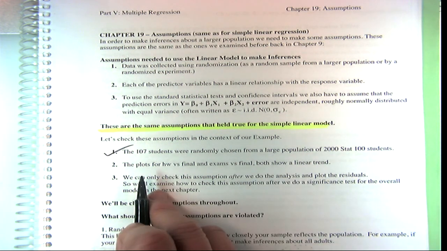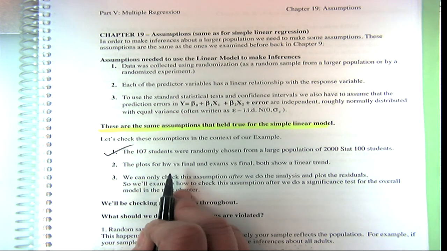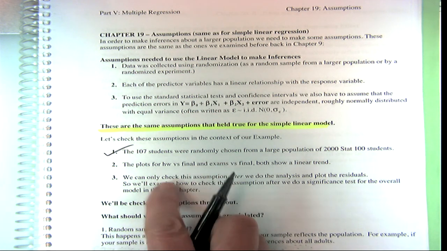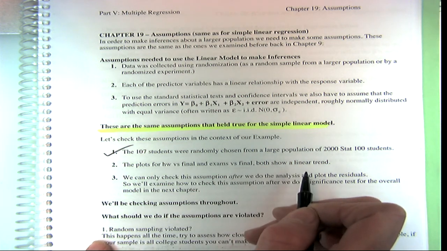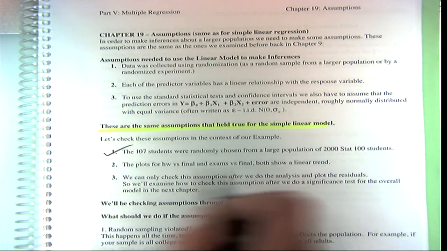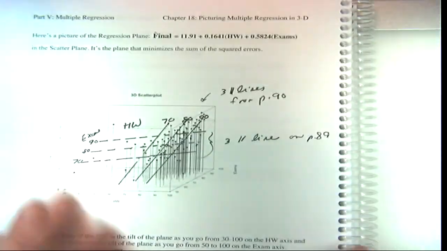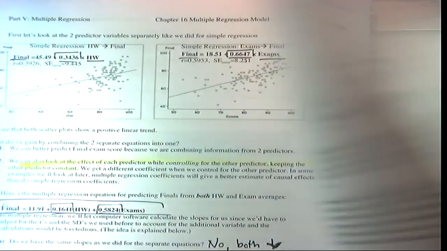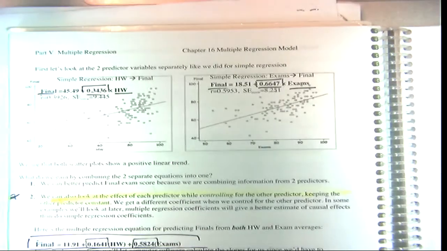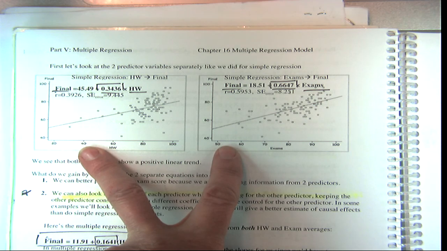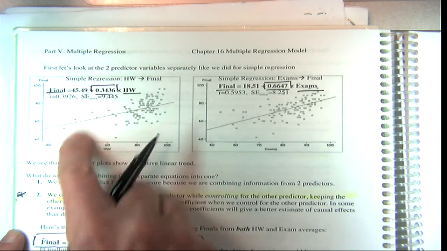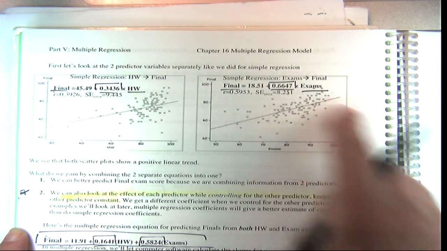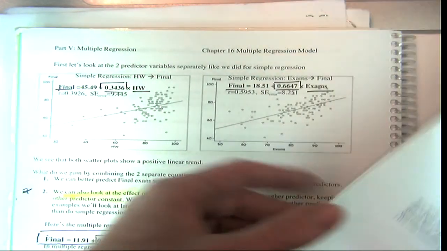And then the plots: the homework versus the final, that was our x1 versus y, and our x2 versus y. Both show a linear trend, and they did. We already saw that. Remember, we looked back at that. I can show you if you want to look. It was right here. They both showed a linear trend. What do I mean by linear trend? They didn't show a curvilinear trend like that or something. They showed a linear trend, so it makes sense to do a linear model.